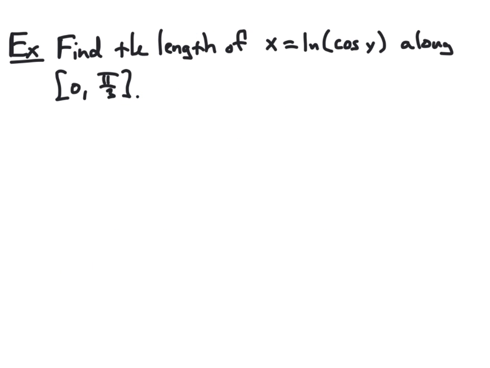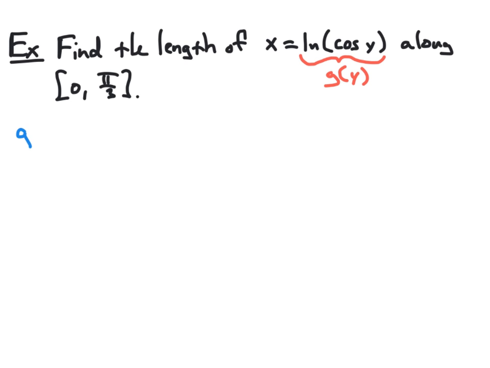So let's look at an example where we want to find the length of the curve given by x equals natural log of cosine y along the closed interval from 0 to pi over 3. In the notation that we just used, natural log of cosine of y is going to be the formula for our function g of y. And so we'd like to compute this arc length by finding the square root of 1 plus the derivative of g squared, and then integrating that from 0 to pi over 3.